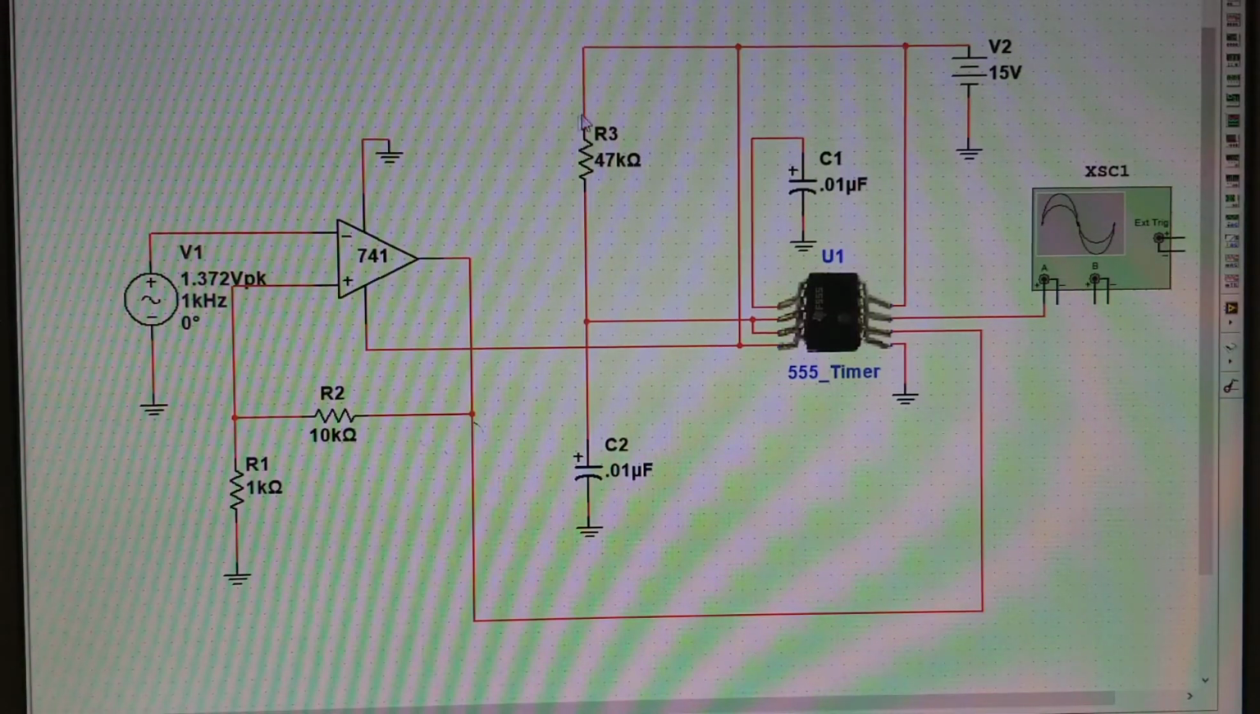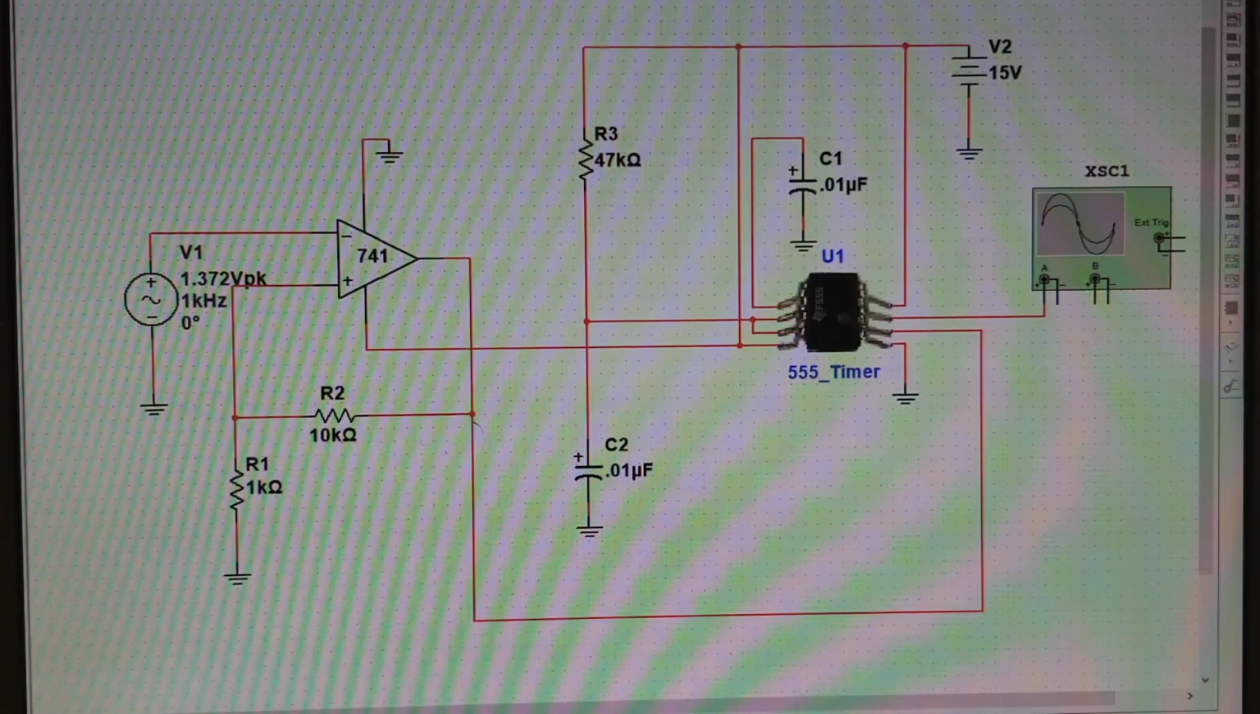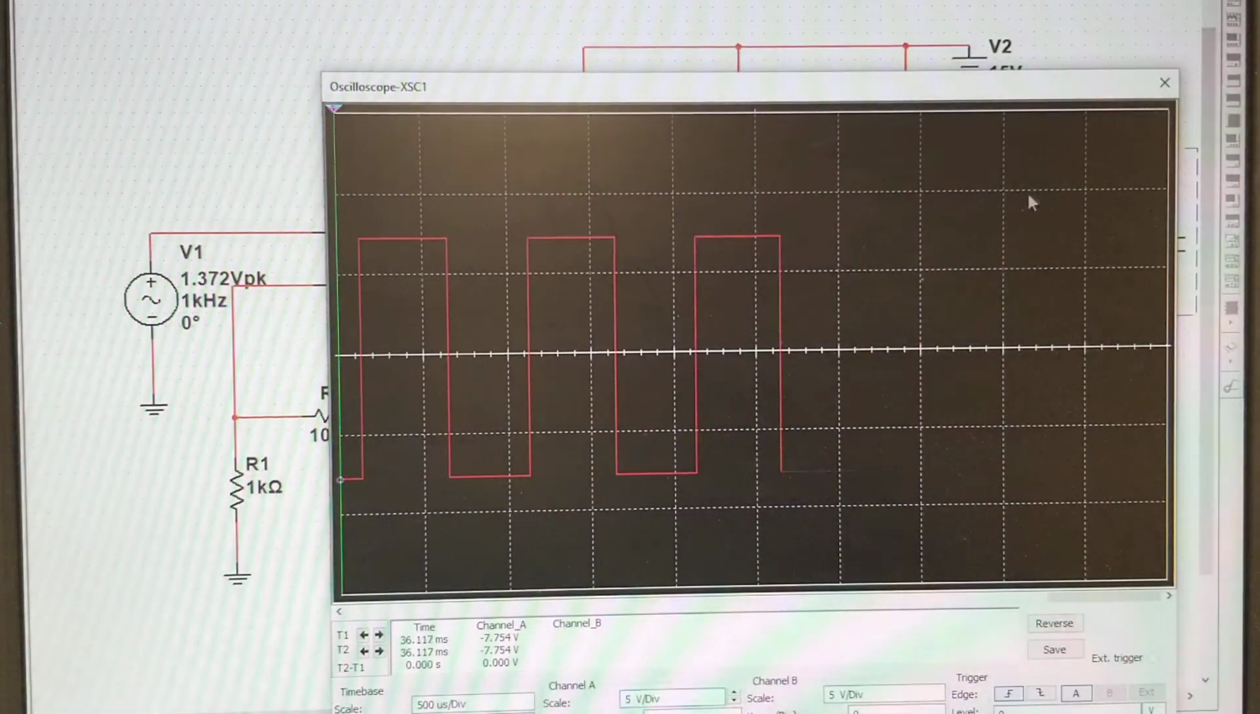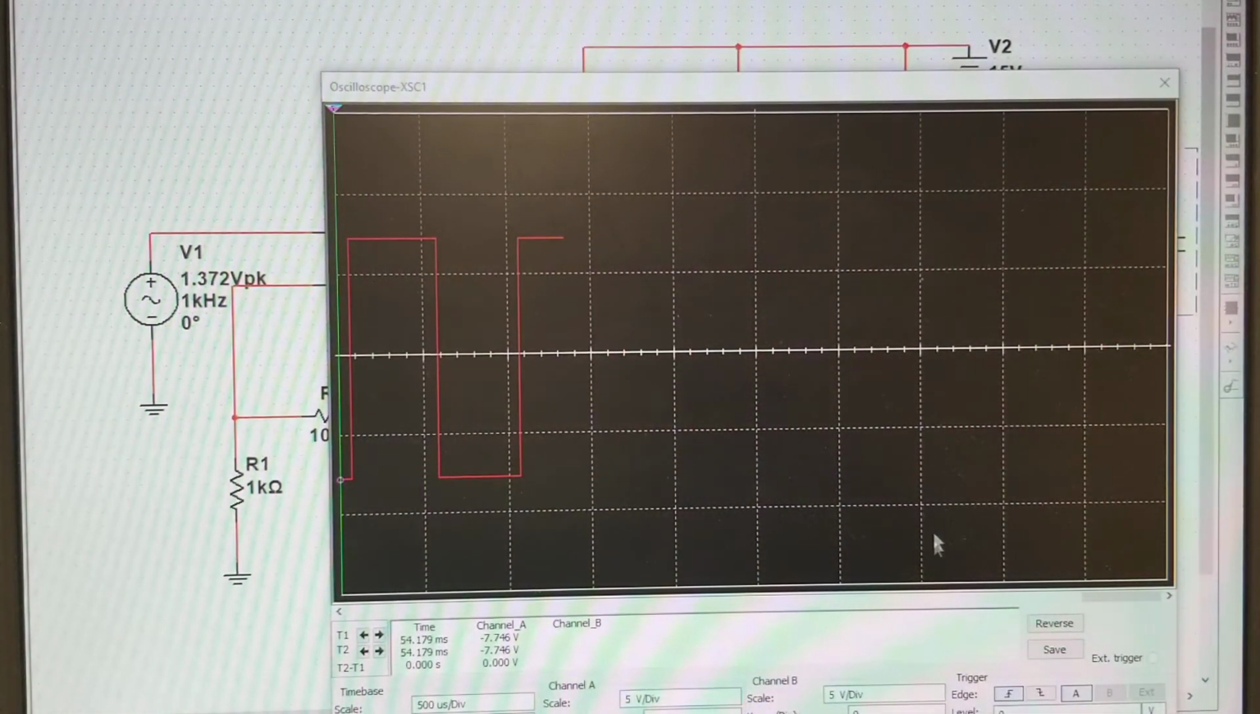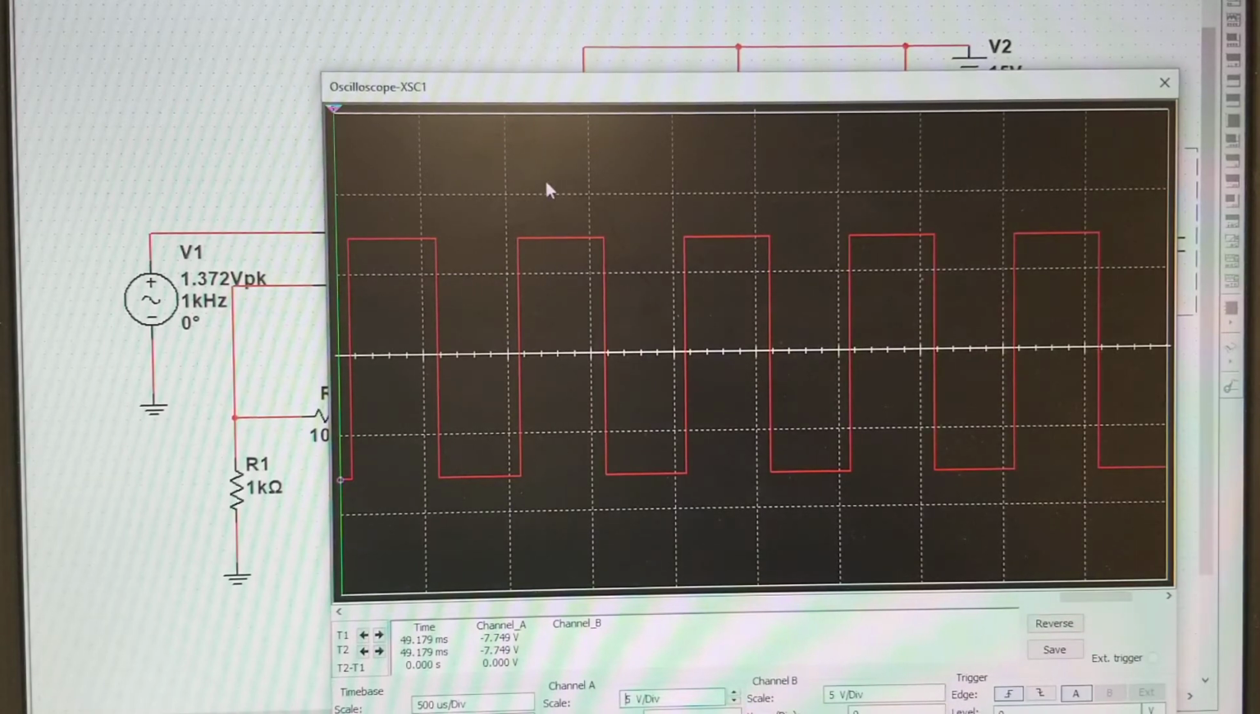So I changed out the resistor from 33 kilo ohms to 47 kilo ohms. We're starting up the simulation and looking at the oscilloscope. Once again, we're going to measure the pulse width. And this measures in at 520 microseconds. Once again, that's close to what we calculated it would be.